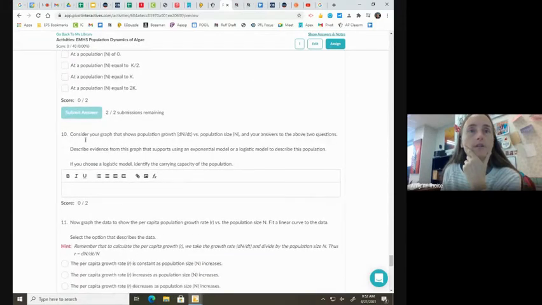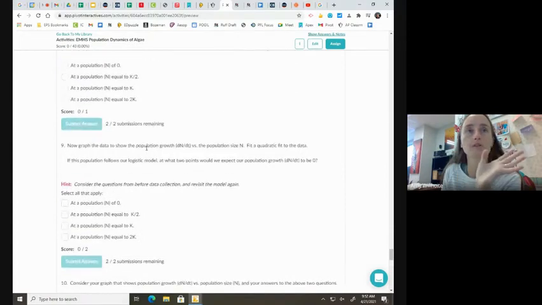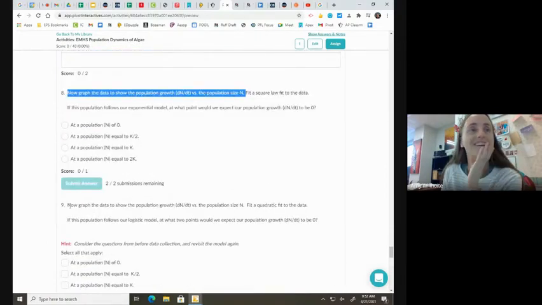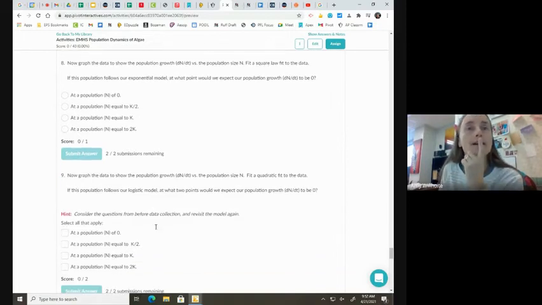Consider your graph that shows population growth versus population size and your answers to the above 2 questions. Oh, you have to answer those questions too. Never mind, I totally skipped on. I need to figure out what number I'm on so I can stop doing this. Now graph the data, population growth versus population size. Just do that and then fit a quadratic fit, and it's going to give you a quadratic looking graph, like an arc. Then it asks at what 2 points we would expect our value to be 0. You just look at it and say, I don't think it's going to grow at this point.